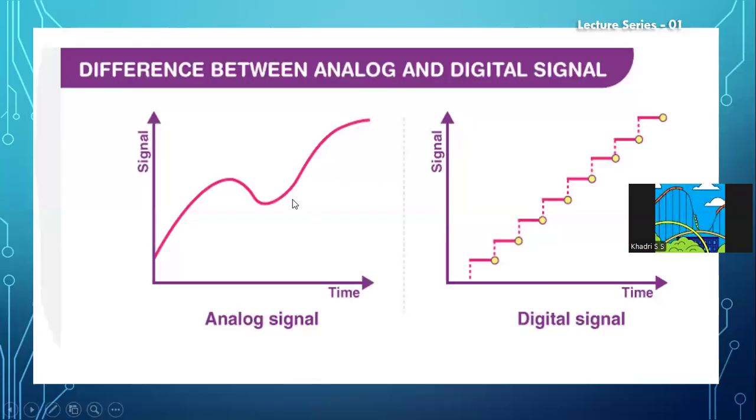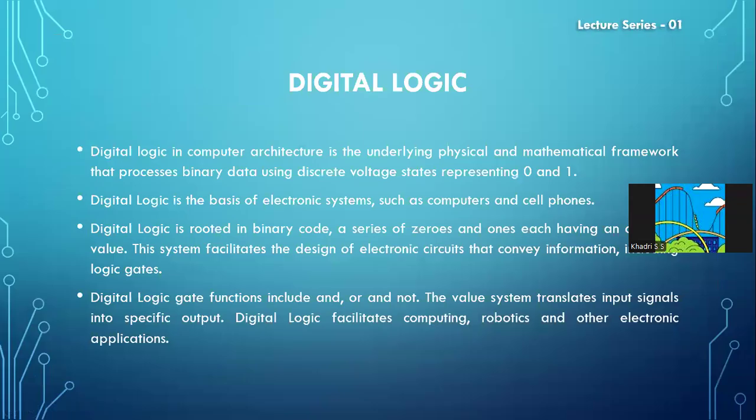And next, digital logic. Digital logic in computer architecture is the underlying physical and mathematical framework that processes binary data. Binary data means zeros and ones, using discrete voltage states to represent zeros and ones. 0 represents off and 1 represents on.